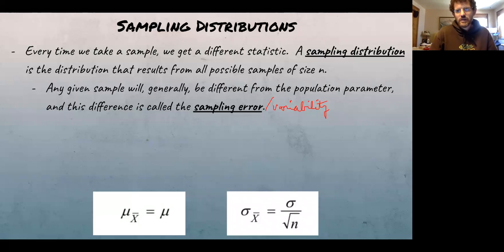All right. A sampling distribution is going to be the distribution that results from all possible samples of size n. We get to choose what the sample size is, and the sampling distribution is going to be all possible samples, the statistics that we get.